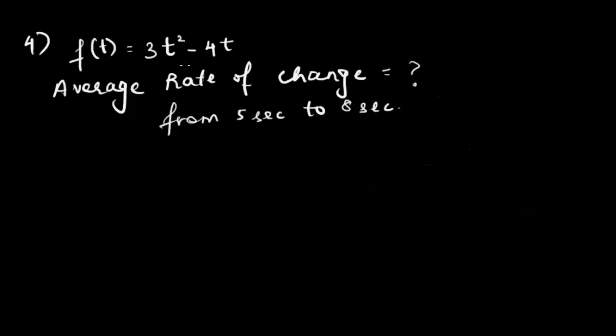Let's say now we're given a question in the form of equation. We are given f(t) is equal to 3t squared minus 4t. And we're asked to find out the average rate of change from 5 seconds to 8 seconds. Then 5 seconds is our x1 and 8 seconds is our x2. We would find out y1 and y2.